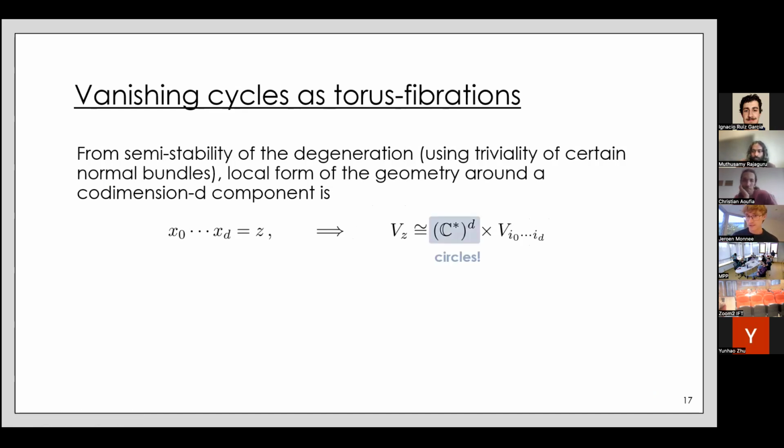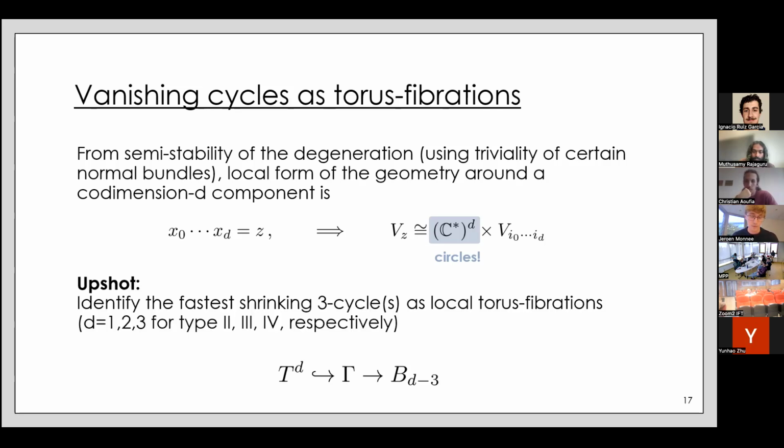So this gives us essentially a bunch of shrinking circles. And this is exactly the stuff that shrinks. And so what we propose is that you can identify these fastest shrinking 3-cycles as local torus fibrations of this kind. Right? So the 3-cycle gamma is a T^D fibration over a real (3-D)-dimensional base. I remind you that D is 1, 2, 3 for the types 2, 3, and 4.